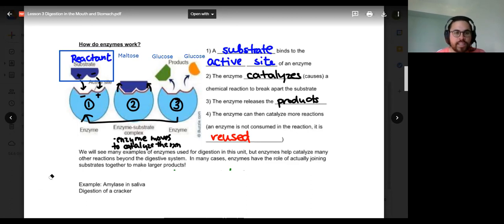What does it say after catalyze under the image? Enzyme moves to catalyze this reaction. Oops. That's reaction. RxN is reaction. Yeah, no worries.